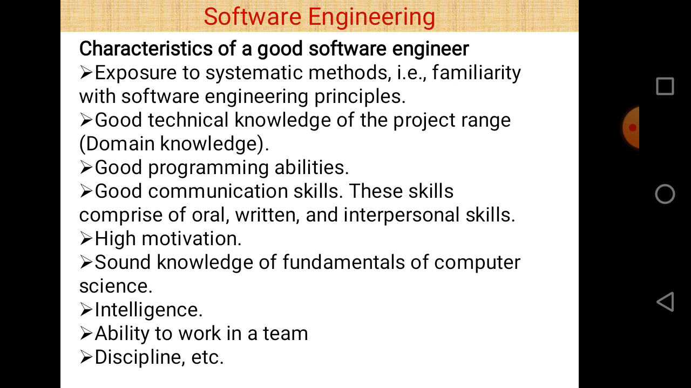The first point is exposure to systematic method, which means a software engineer must follow a systematic method. Otherwise, he will not be able to design or develop good quality software. Then the second point is good technical knowledge. It is a very important point and quite obvious. A software engineer should have very good technical knowledge of the project and also good programming abilities. If he does not have good programming abilities, then there is a problem.